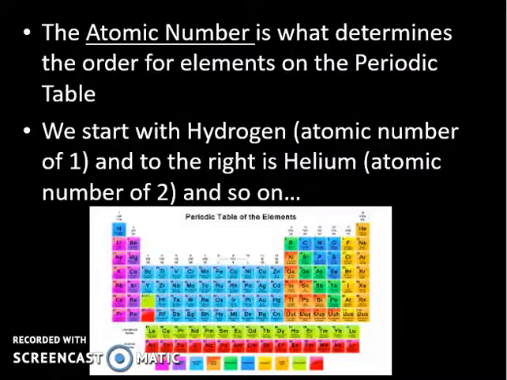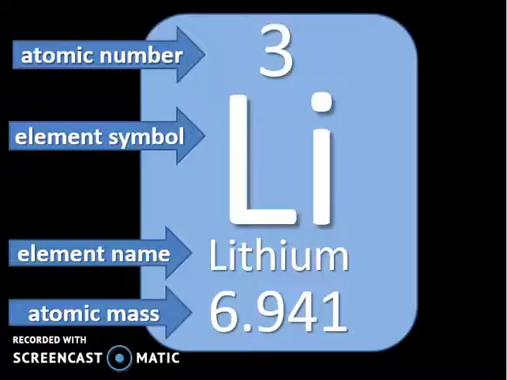The atomic number, as we've discussed, is what determines the order for the elements on the periodic table. So we start with hydrogen over here, we have helium over here, lithium is 3, beryllium is 4, boron is 5, and so on. And we go across each period from top to bottom. Now those numbers, we now know what those mean. So when we look at these elements, we know that the atomic number is at the top. We have the element symbol, the element name, and then the atomic mass or weight at the bottom. So that's kind of a quick review from the periodic table.